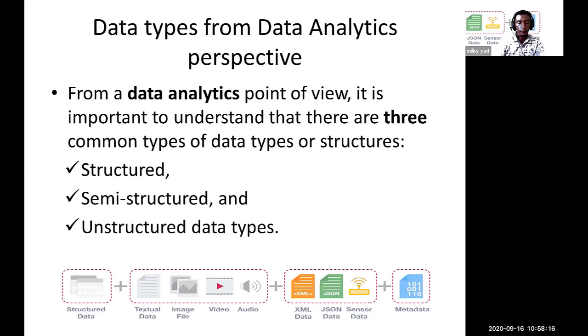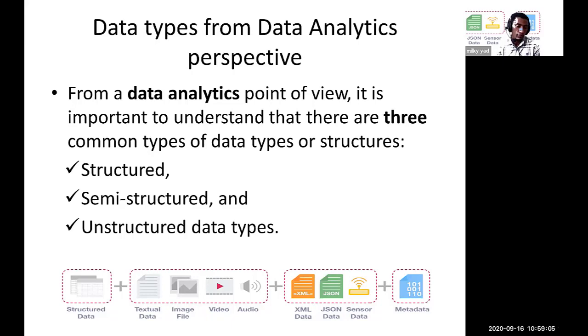What about the analytical perspective? When we see data from the analytical perspective, there are three common data types. The first one is structured, the second one is semi-structured, and the last one is unstructured. For example, structured is mainly tabular data like SQL data or Excel data, and so on. We call it structured data. When we see image files, videos, audios, we call it semi-structured data. And for example XML data, JSON data, sensor data, we call it unstructured data.